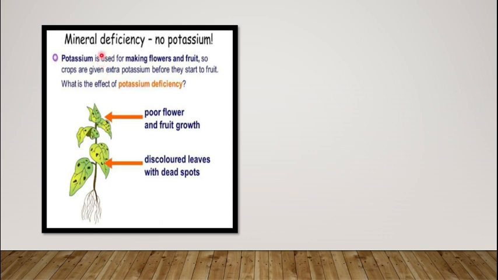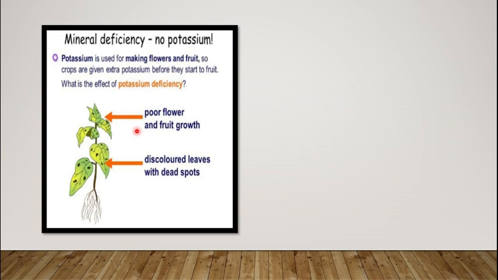What is the effect of the deficiency of potassium? In this picture, what is shown? The leaves are yellow and they have some black spots or dead spots. These are named dead spots. So the first observation is that the leaves are discolored with dead spots. They also show poor flower and fruit growth. It also affects the growth of the flowers and fruit.